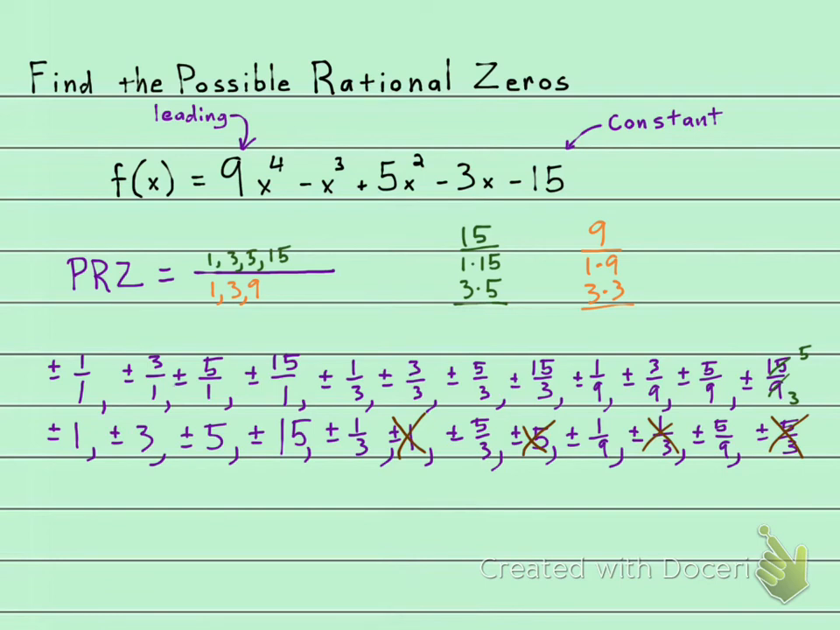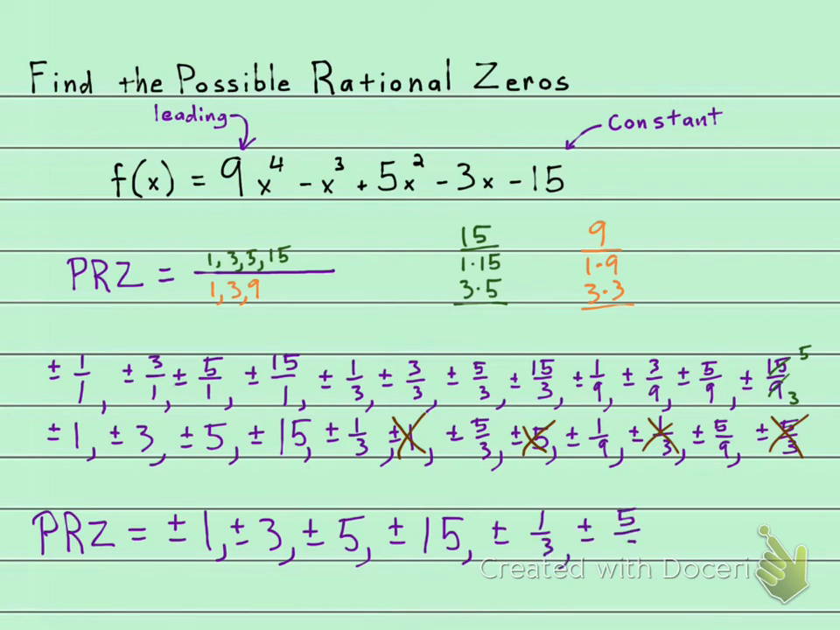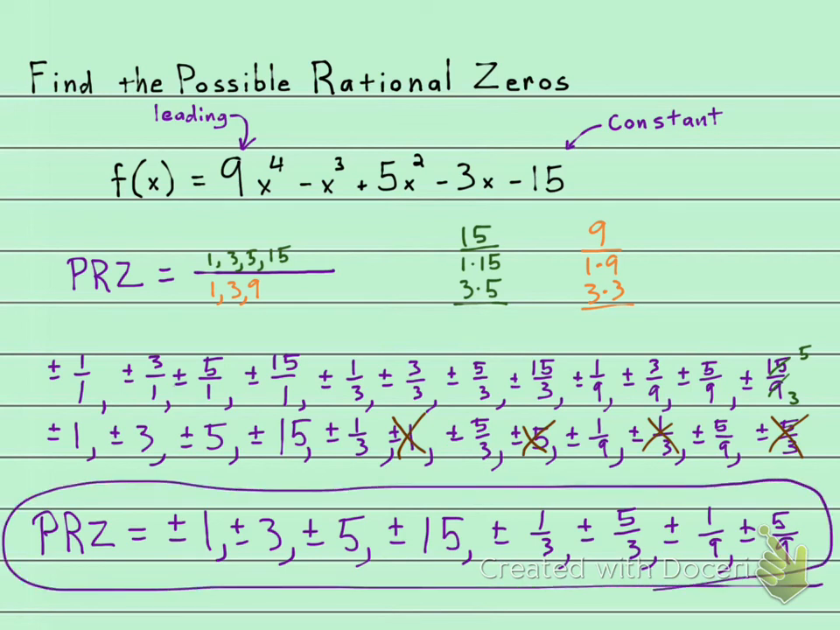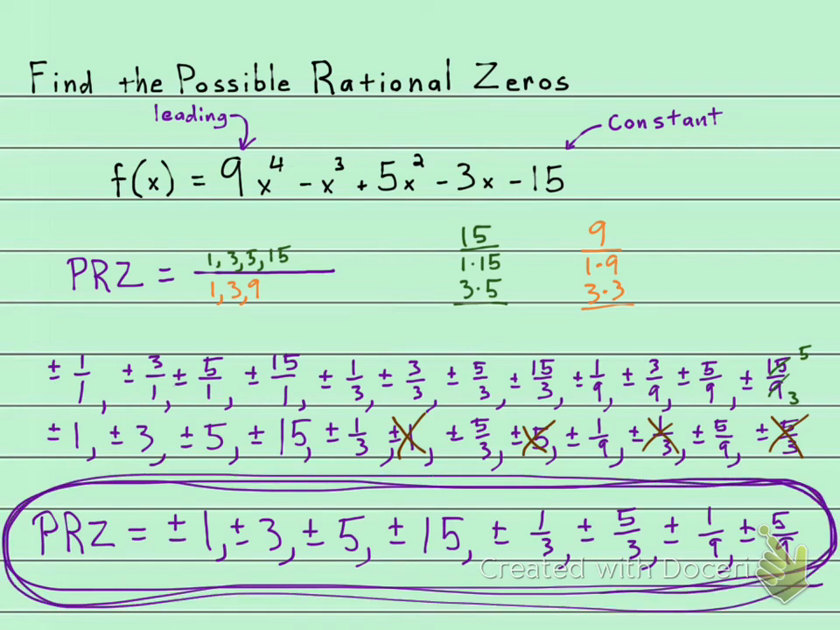Here are my possible rational zeros: plus or minus 1, plus or minus 3, plus or minus 5, plus or minus 15, plus or minus 1/3, plus or minus 5/3, plus or minus 1/9, and plus or minus 5/9. The real zeros of that function will be in this list. So we whittle it down from all real numbers in the whole world to the numbers in this list.